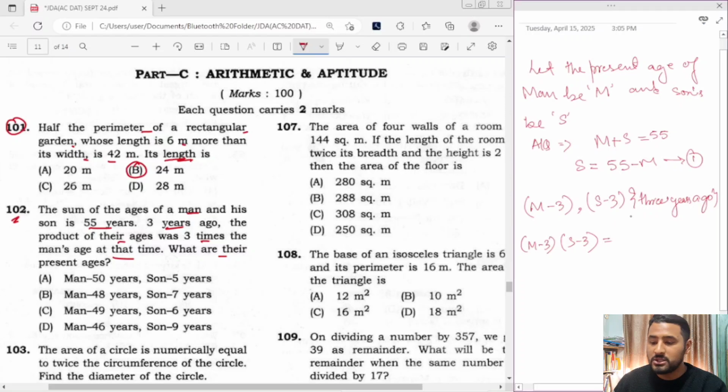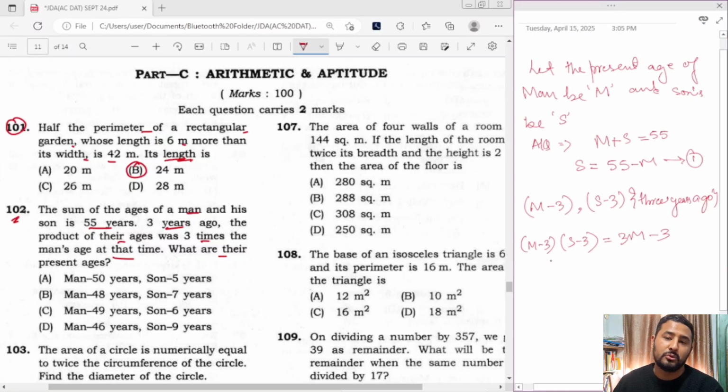The product of the ages was 3 times the man's age at that time. What was the age of the man? 3m, right? It is 3m. They're talking about 3 years ago, okay? So it will be 3m minus 3. 3m minus 3. Clear? Now see, this will be a long part, right? This will be a long part.